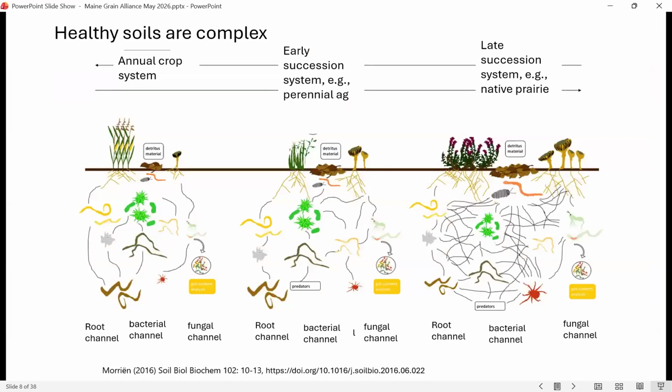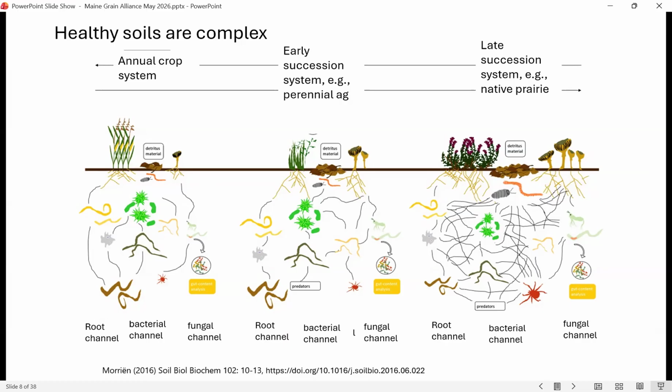Sometimes my slides are changing. Here's a visual of food web complexity and how it relates to different ecosystems or different ecological succession sites. So our goal is really to get as complex as possible in healthy soil, as you see over on the right. Although we're not going to see that in a management system like agriculture necessarily. But we might envision an annual cropping system to be here, like on the left.